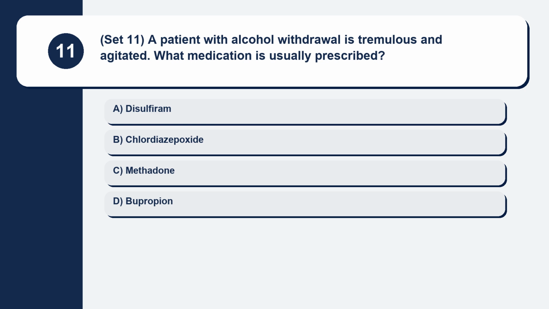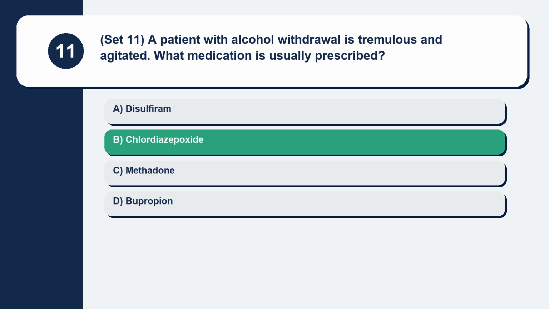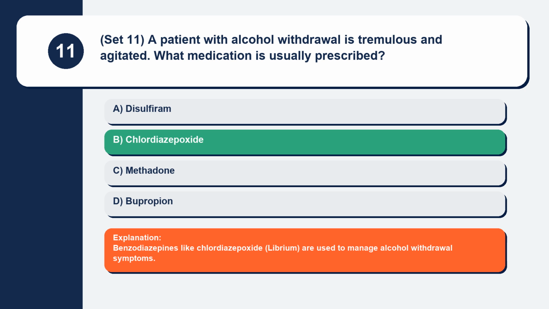Question 11, Set 11. A patient with alcohol withdrawal is tremulous and agitated. What medication is usually prescribed? Disulfiram, chlordiazepoxide, methadone, bupropion. Benzodiazepines like chlordiazepoxide, Librium, are used to manage alcohol withdrawal symptoms.